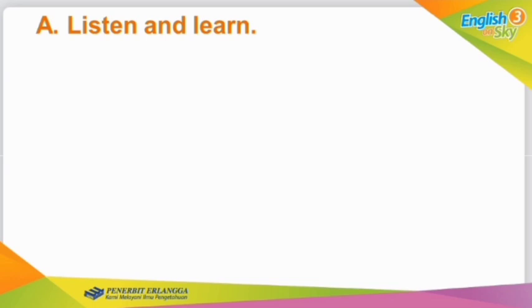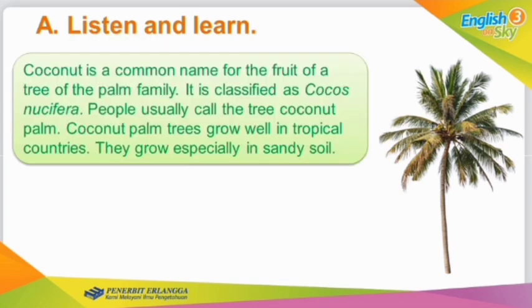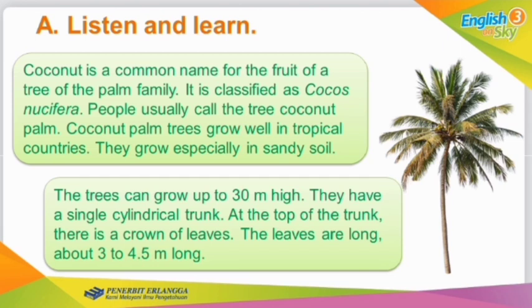A. Listen and learn. Coconuts. Coconut is a common name for the fruit of a tree of the palm family. It is classified as Cocos nucifera. People usually call the tree coconut palm. Coconut palm trees grow well in tropical countries. They grow especially in sandy soil. The trees can grow up to 30 meters high.